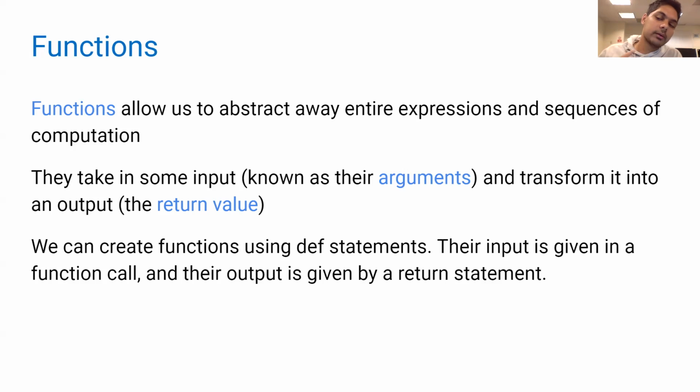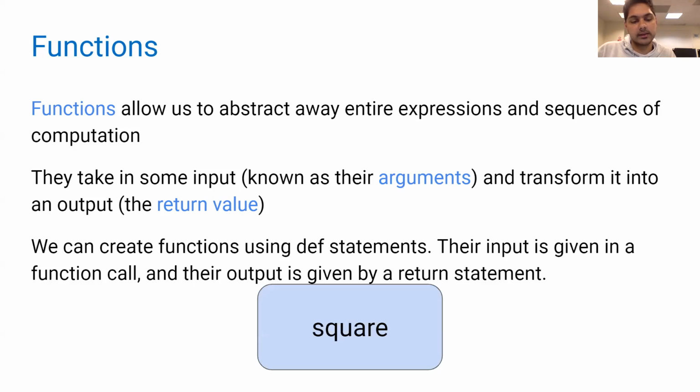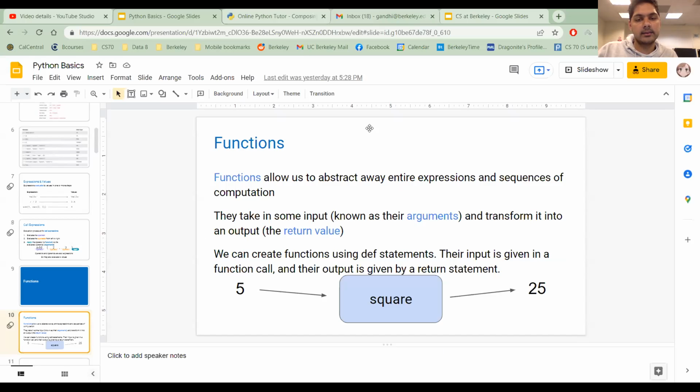And so how do we create functions in Python? We use the keyword def. Their input is given in a function call, and their output is given by a return statement. So we can do a demo. And one second.